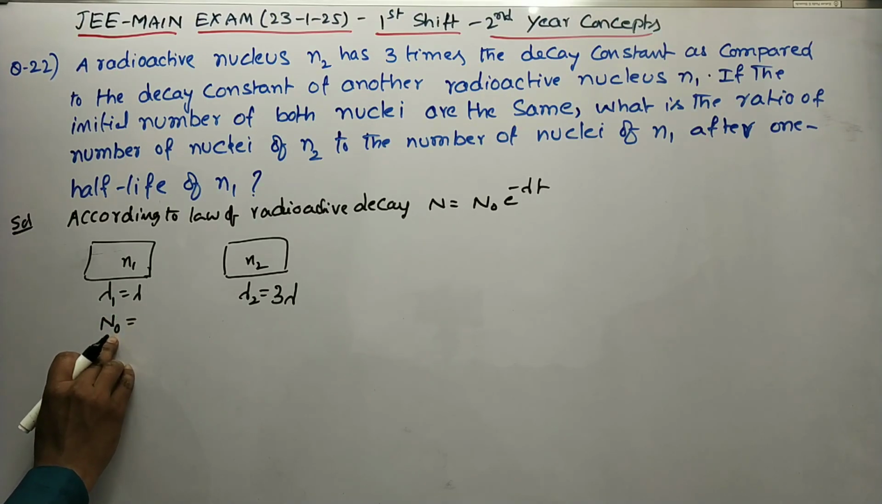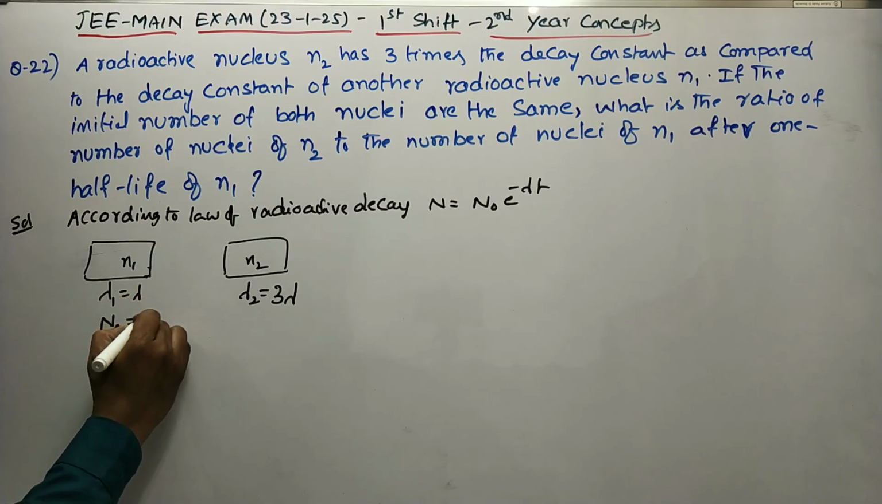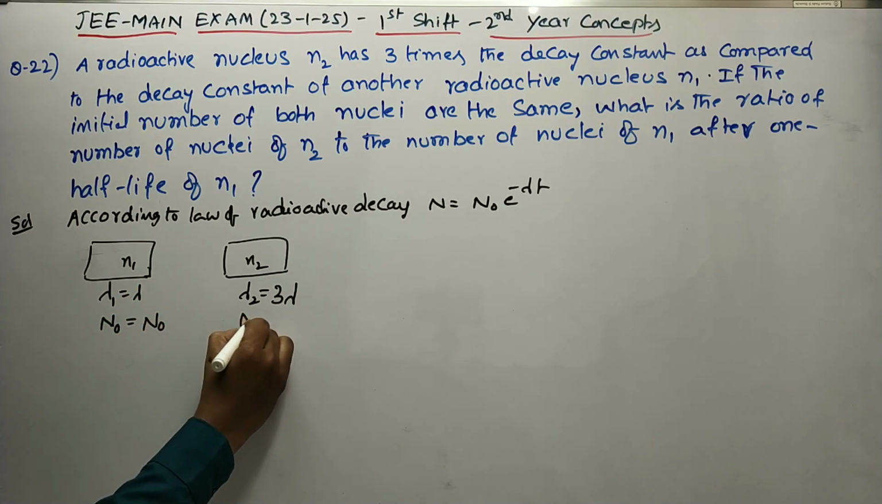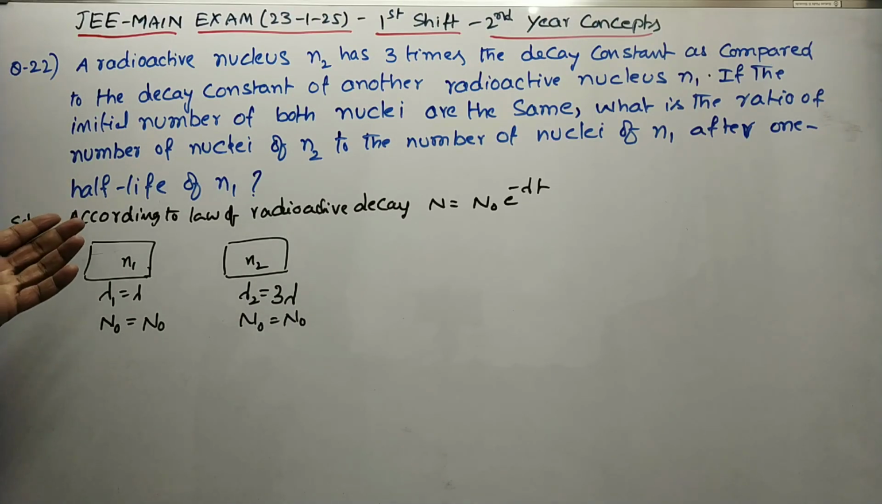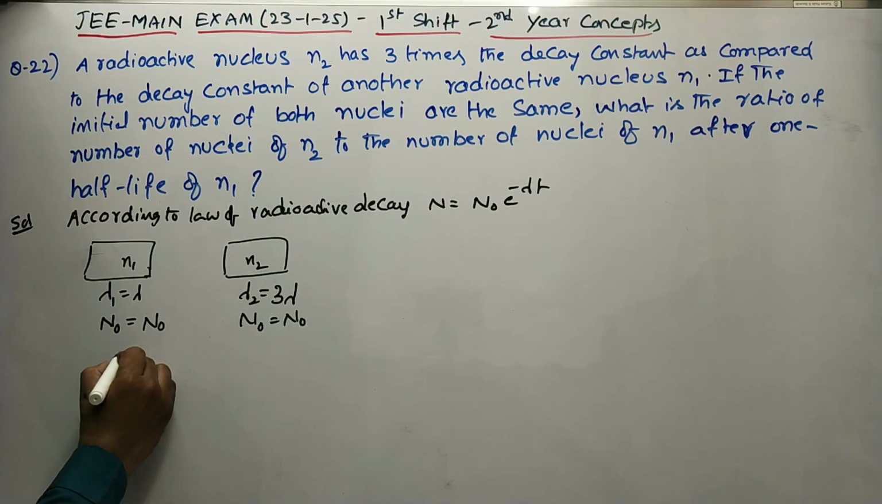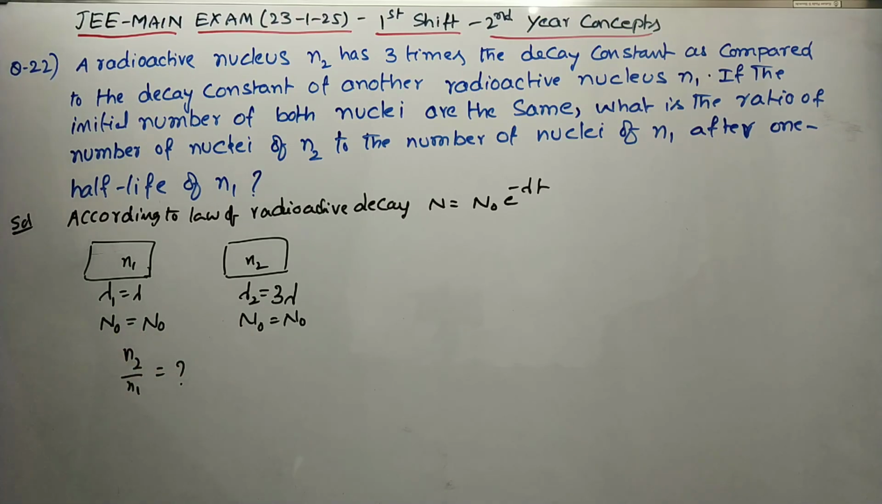That means initially the number of radioactive nuclei present in the given sample is N0 for both. This is the condition. So what is being asked? After 1 half life period, what is the ratio of radioactive nuclei present? That means N2 by N1 is equal to what? This is what is being asked in this question.